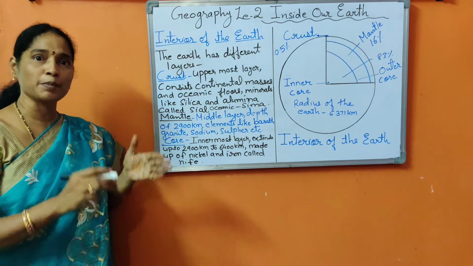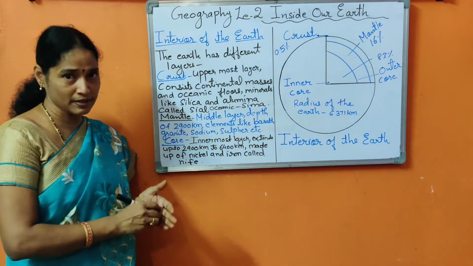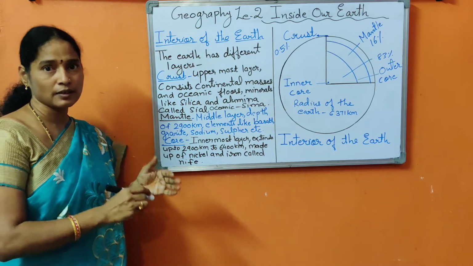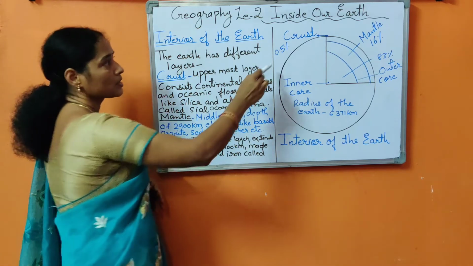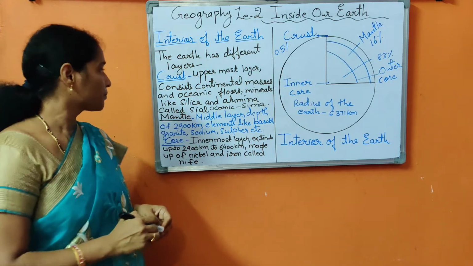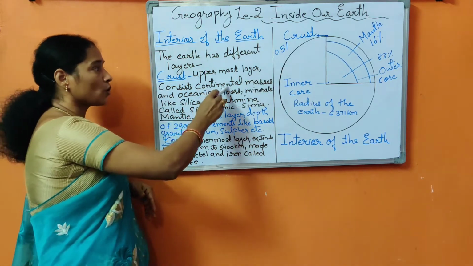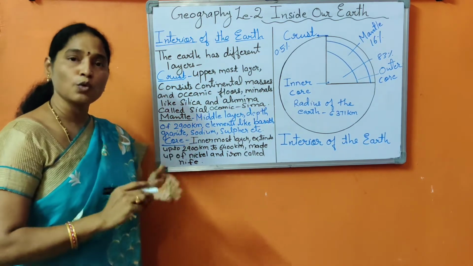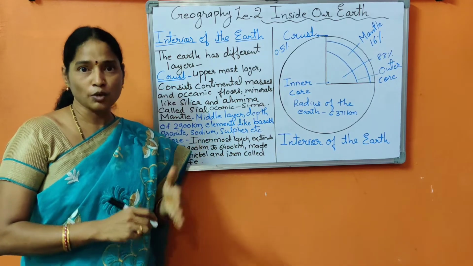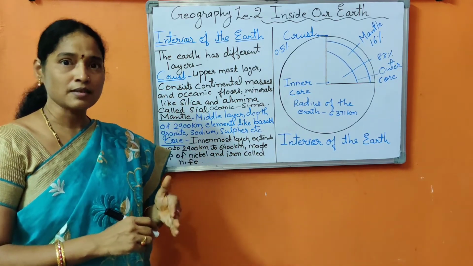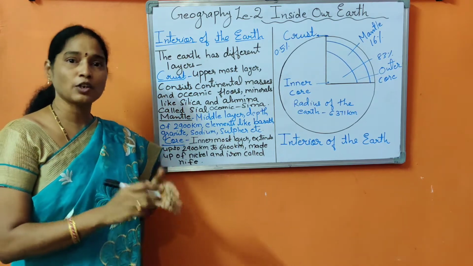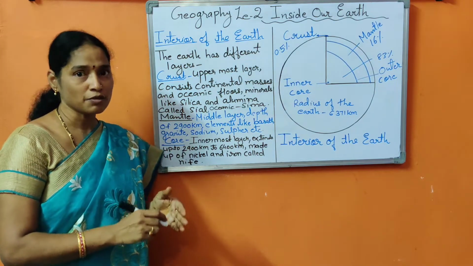The crust is the uppermost layer of the earth's surface. It is the solid and thinnest layer of the earth. It consists of 0.5% of the volume and it consists of continental masses and oceanic floor. The crust is about 35 km thick on the continental masses and 5 km on the oceanic floor.